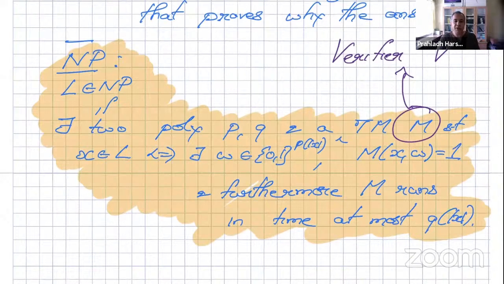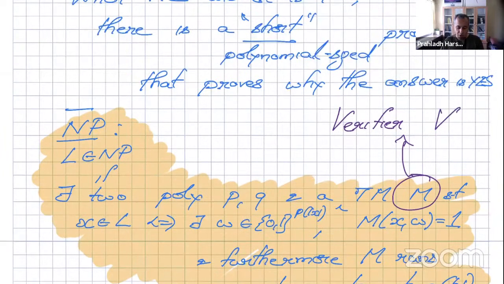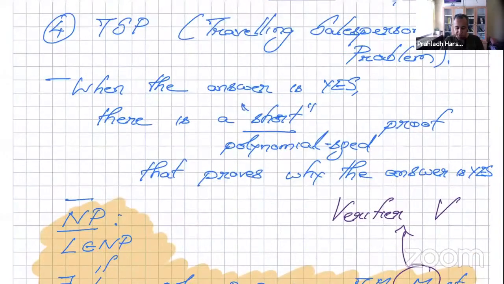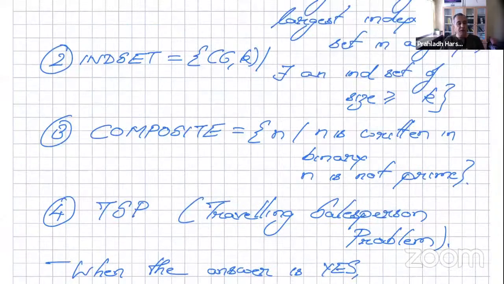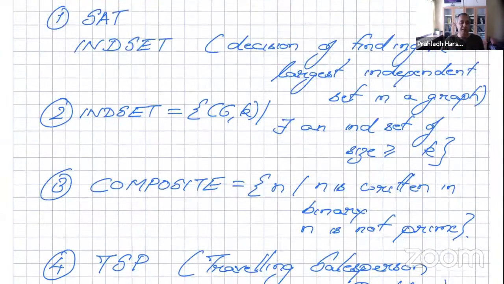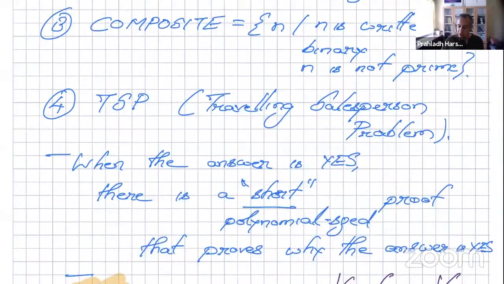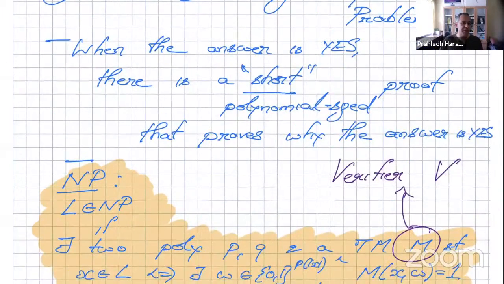So notice that M is not checking if x is in the language. M is checking if w is a witness to x being in the language. M gets two inputs. It needs to check if w is a witness. It's not able to come up with a witness of its own. In all of these cases, except for composite, I don't know how to come up with a polynomial time Turing machine which comes up with a witness of its own. But given a witness, it can check if the witness actually proves to you that the instance is in the language or not. And notice this is once again one-sided. If x is not in the language, I don't make any claims whether there exists a witness or not.